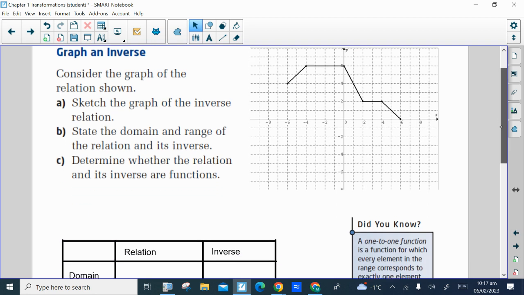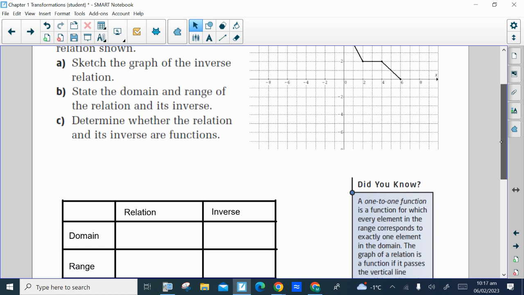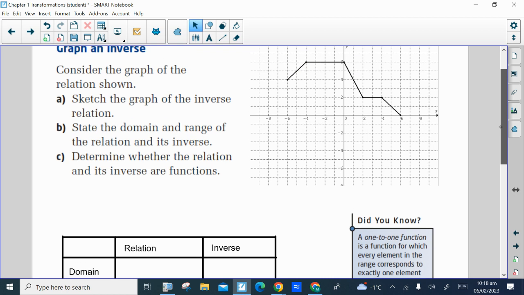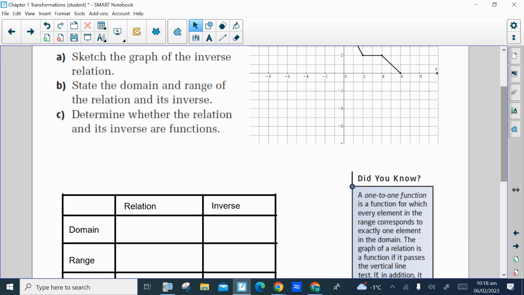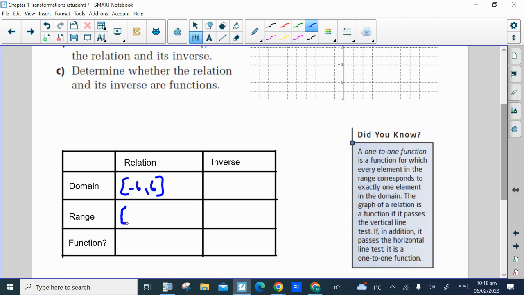So on this next page, we're asked to graph the inverse. We'll state the domain and the range of both the relation and its inverse, and then determine whether the relation and its inverse are functions or not. So if we just take that original graph first, the original relation, let's state all those characteristics. The domain would go from negative 6 to positive 6. So I'm going to use interval notation for this. That's by far the easiest way. And again, those brackets at the end are squared because those end values are part of the domain. They are included. The range would go from a minimum of 0 to a maximum of positive 6.